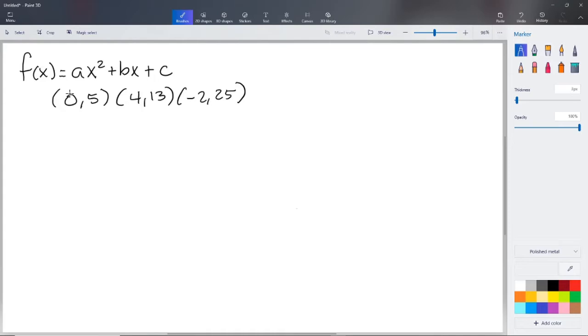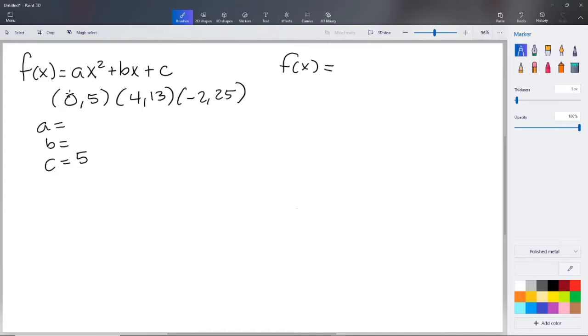So we'll go ahead and say right here, we don't know what a is just yet. We don't know what b is just yet, but we do know that c is 5. Because in the end, we're going to have f of x is equal to something x squared, something x, and plus 5, now that we know that c is 5. So our job right now is to figure out what a and b are in order to make this work.